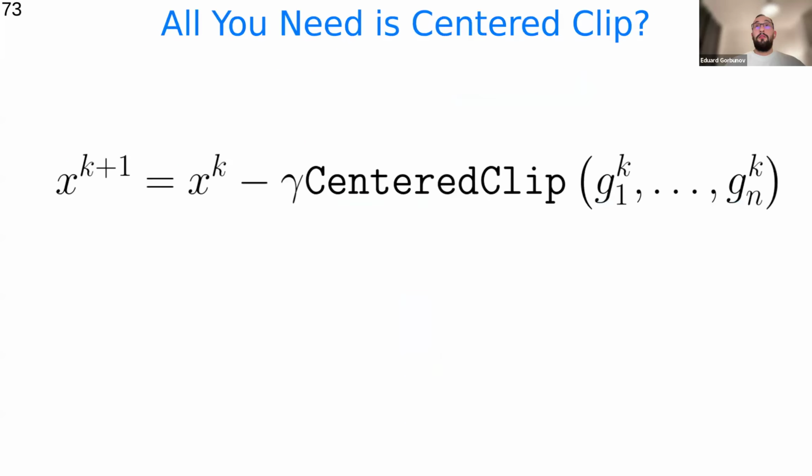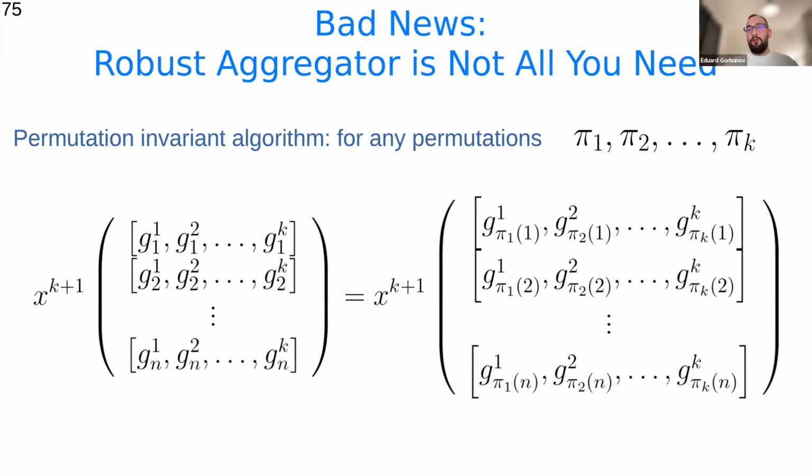And then a natural question arises. Okay, now we have a robust aggregation rule. Let's just plug it into parallel SGD and replace the averaging step with this centered clip. It should work, right? Everything we did was a natural step towards success, let's say. But in the same paper, they show that no, it's not enough. Actually, what they proved is that any permutation invariant algorithm will not converge to an arbitrarily good solution asymptotically.